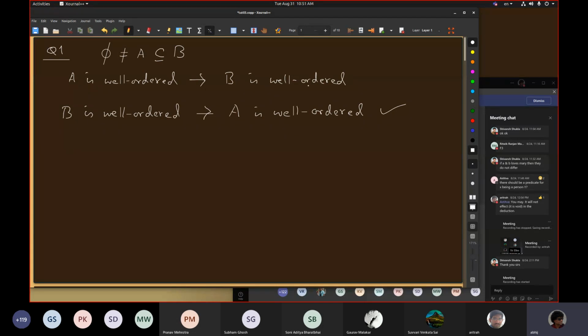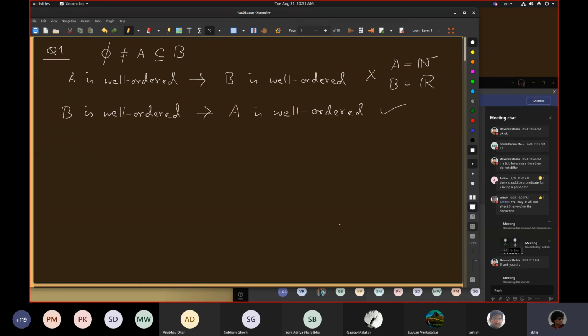Sir, false. Why? Sir, we can take A as the set of natural numbers and B as the set of reals, which is a counterexample. So this is false, because I can take A as the set of natural numbers, which is well ordered, and I can take B equal to the real numbers.